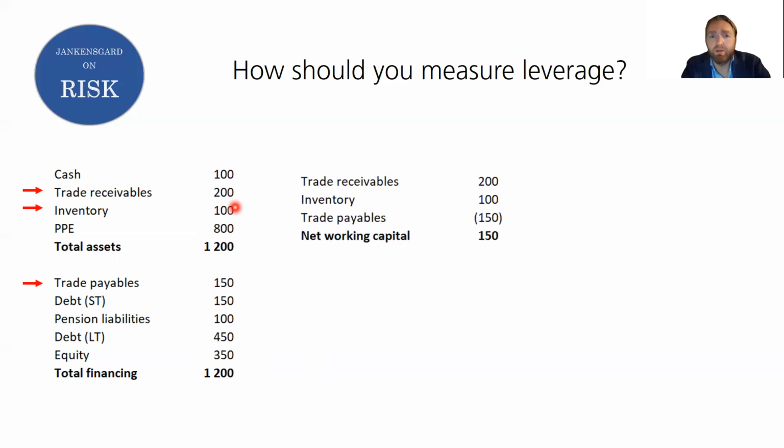Trade receivables plus inventory less trade payables, that's net working capital. And in this case, it's a positive number. So that implies a financing need. We have to come up with external funds to close this gap. And that's often done through the use of some short-term debt. You go to the bank and ask for some short-term funds to take care of your short-term borrowing needs.